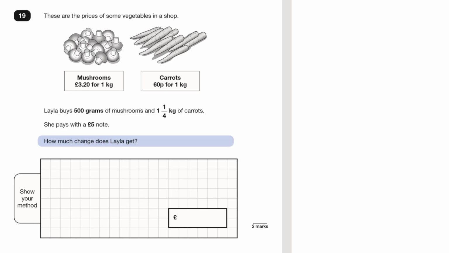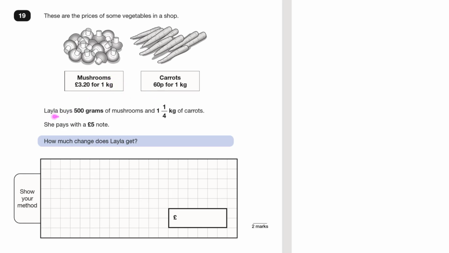Question 19. These are the prices of some vegetables in a shop. We've got mushrooms, £3.20 for 1 kilogram. And then we've got carrots, 60p for 1 kilogram. Just make sure you take note that this is in pounds, this is in pennies, they're both in kilograms. Okay, so when you're looking at units of measurement, always just check how the money's represented in pennies or pounds, and any measurements, what units are used.